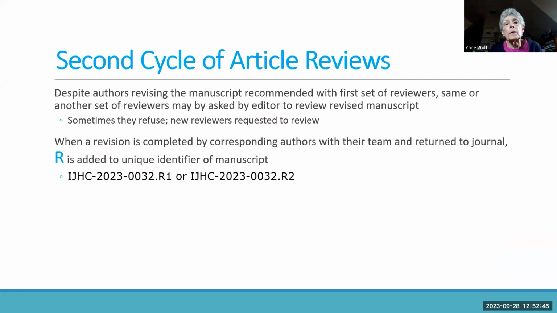With the second cycle of article reviews, if you get invited as a peer reviewer to do that, you're going to see that the designation locator of the journal manuscript is then appended by an R for revision, and R1 if it's the first, and R2 if it's the second one.